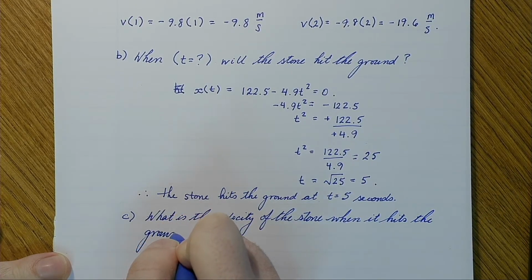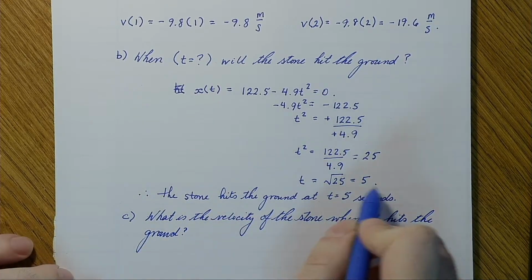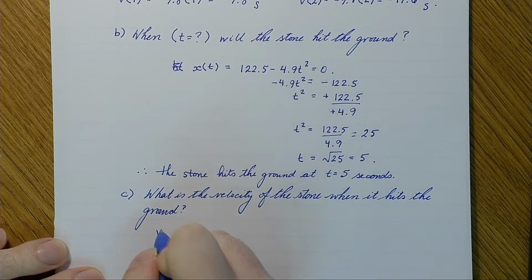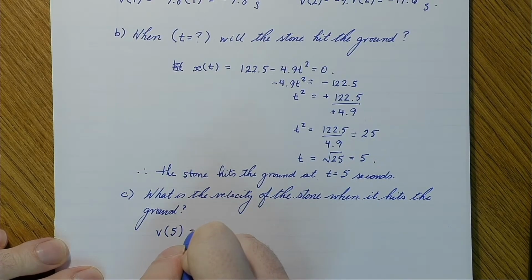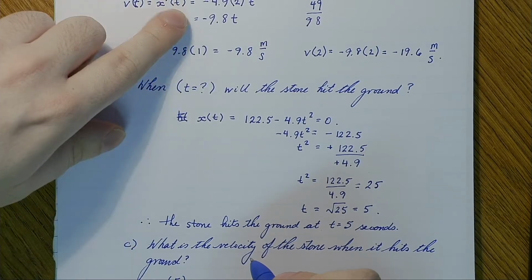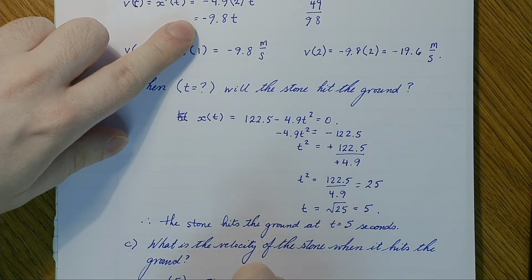Well, we already figured out that it hits at 5 seconds, so that just means that we're substituting that value of 5 into the velocity function. And the velocity function is up here, which was the 9 minus 9.8 times 5.